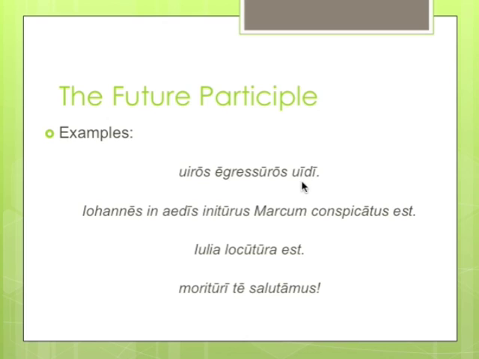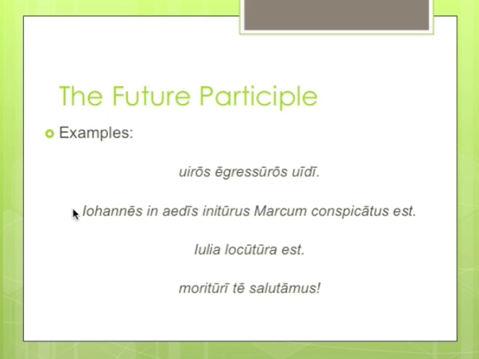Here, in this first example, we have vidi. Vidi of course means I saw. Viros means men. This is the accusative plural, so I saw men. And then we have egressuros. So we have I saw men, or I saw the men about to go out, or going to go out, or intending to go out, or on the point of going out. So I saw men as they were going to go out is really what this would mean.